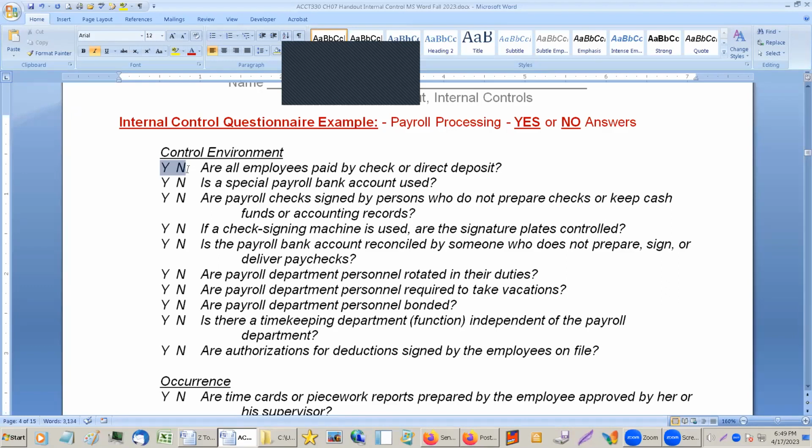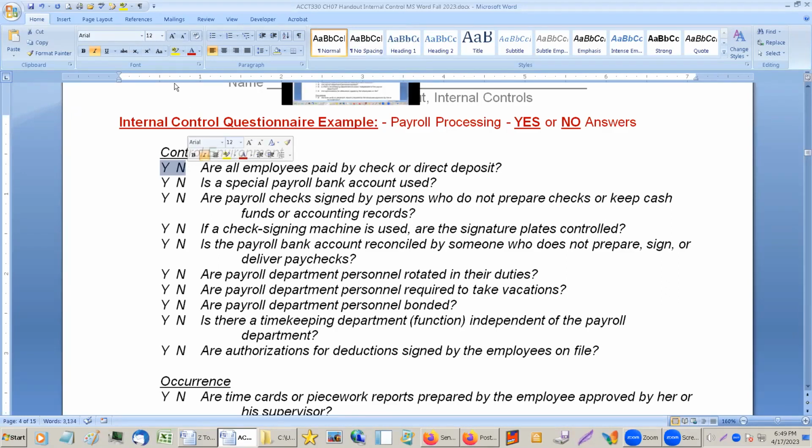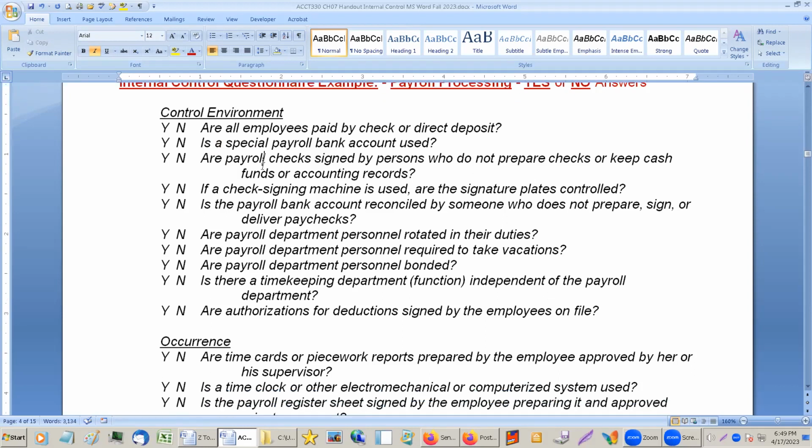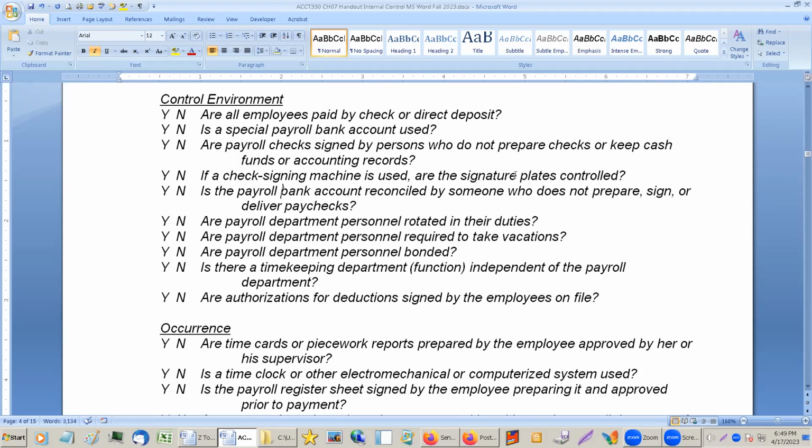So you're reading this off to somebody, and you'll ask them, are all employees paid by check or direct deposit? This is for payroll, so you probably find someone, usually someone high up in payroll, and they'll be the ones you talk to. Is a special payroll bank account used? Are payroll checks signed by persons who do not prepare the checks and keep the cash funds in the accounting records? If a check signing machine is used, are the signature plates controlled?